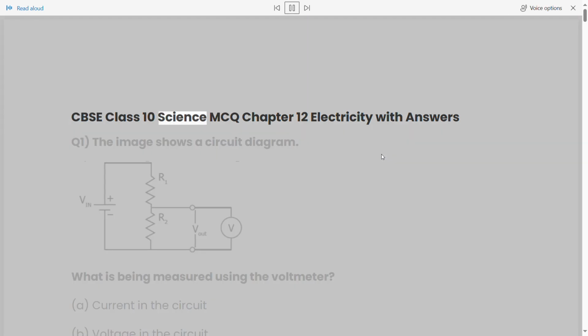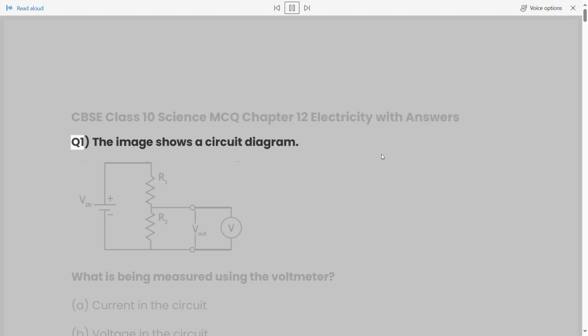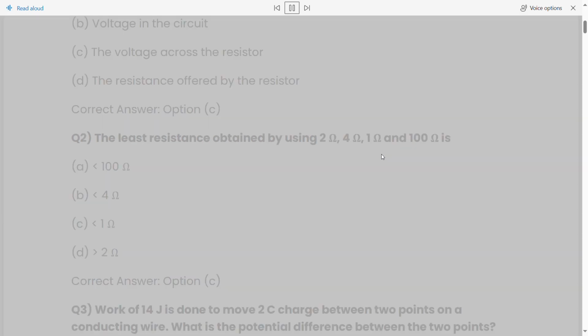CBSE Class 10 Science MCQ Chapter 12 Electricity with answers. Q1. The image shows a circuit diagram. What is being measured using the voltmeter? A. Current in the circuit. B. Voltage in the circuit. C. The voltage across the resistor. D. The resistance offered by the resistor. Correct answer option C.